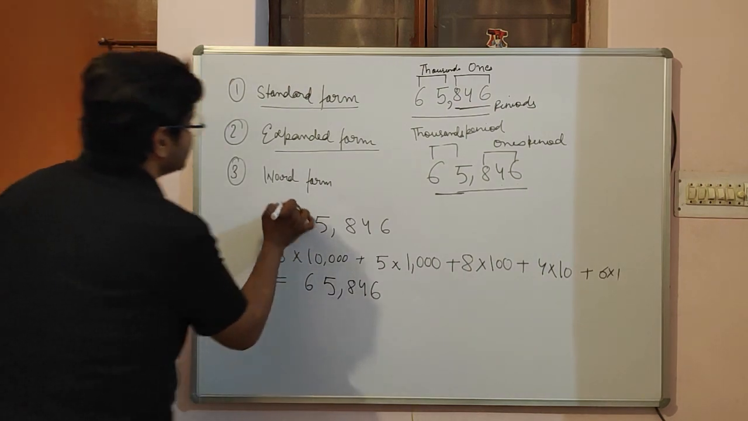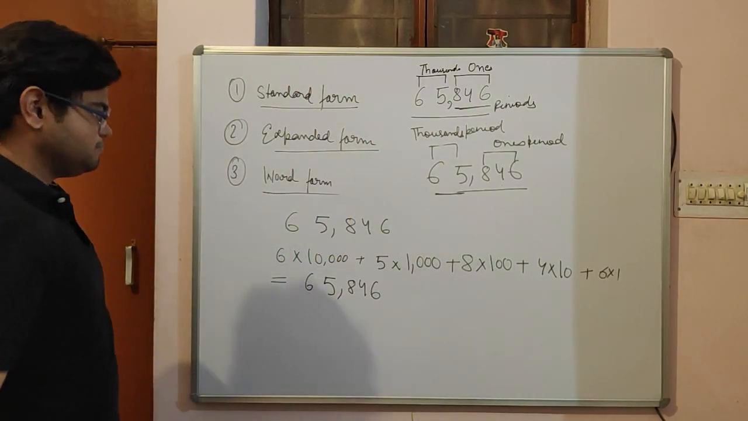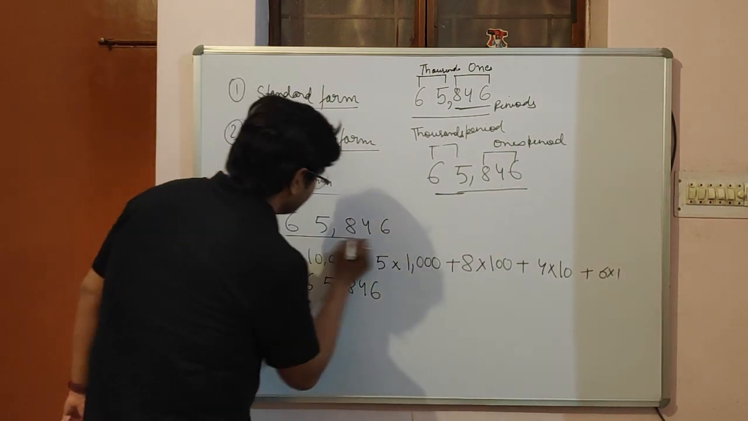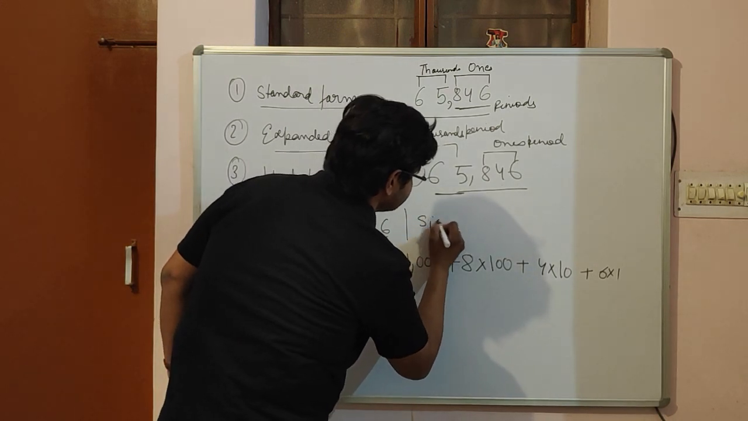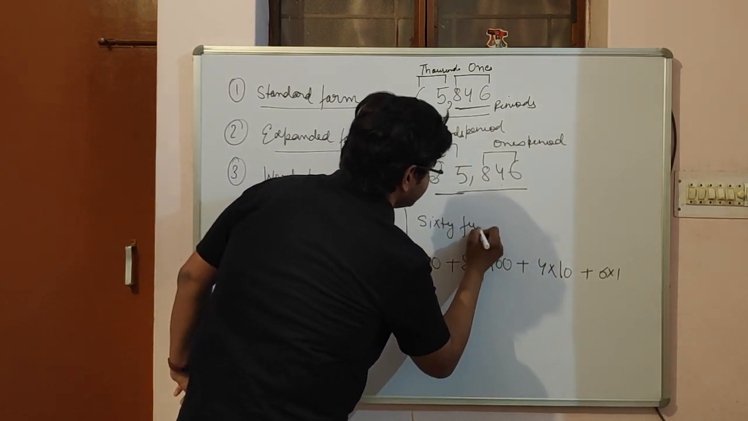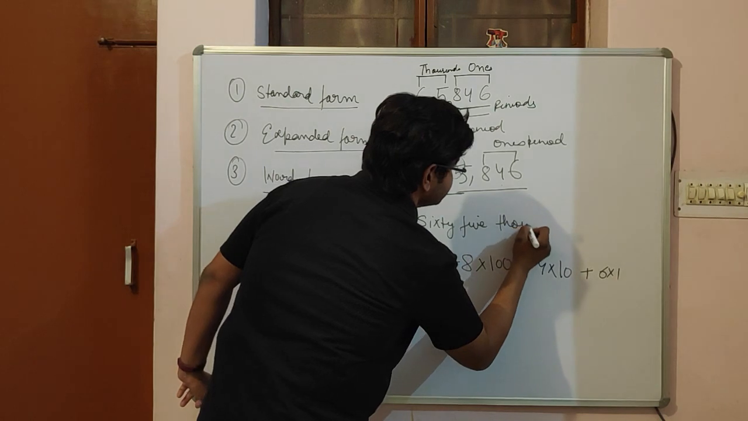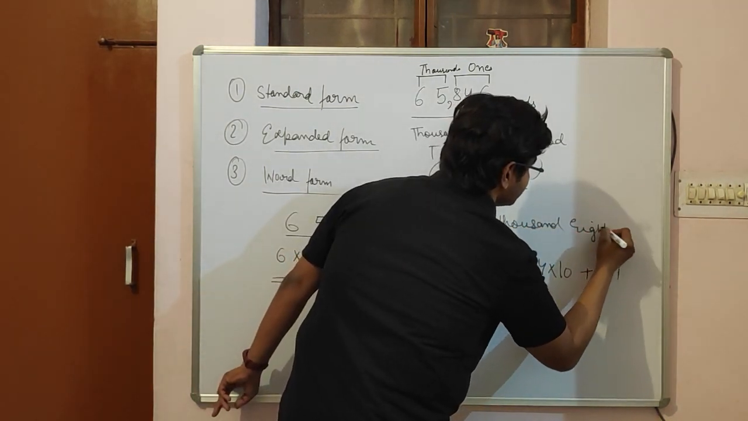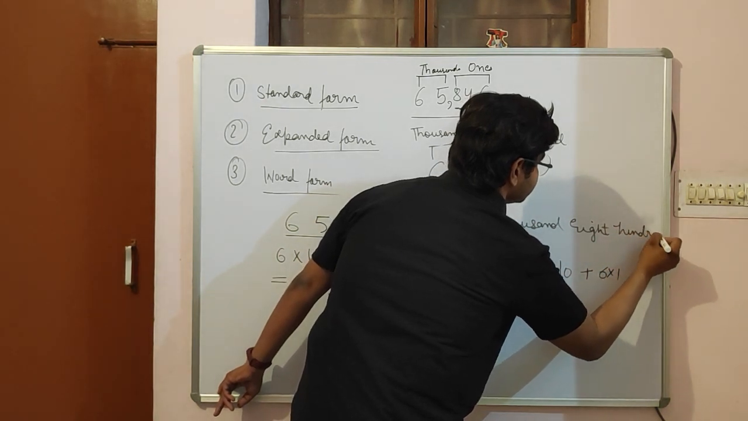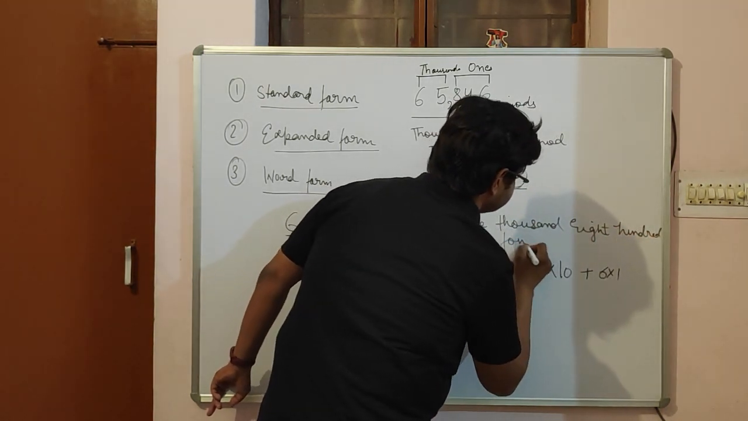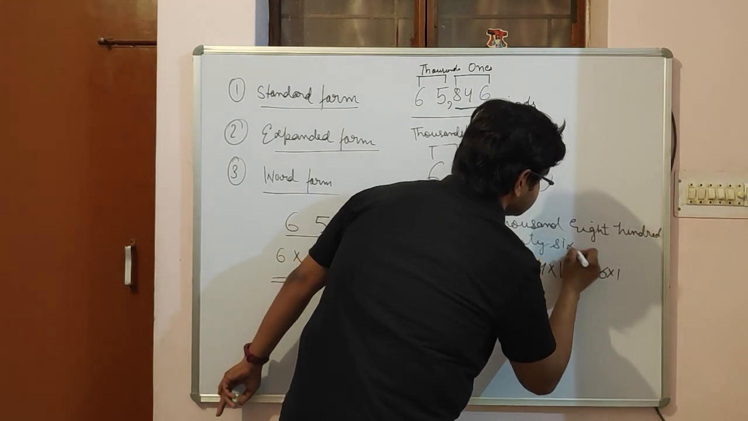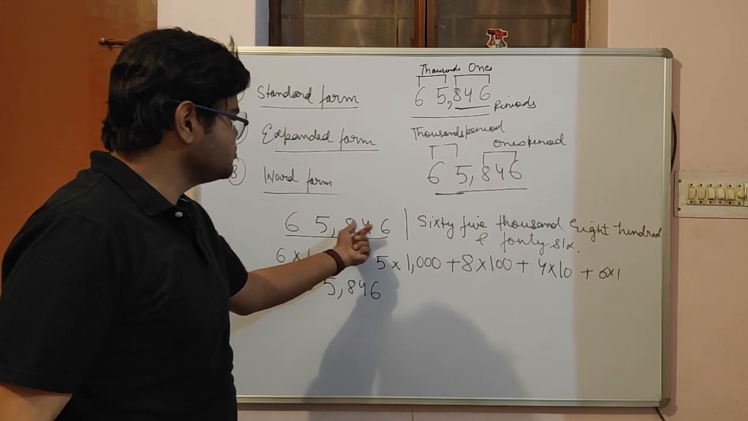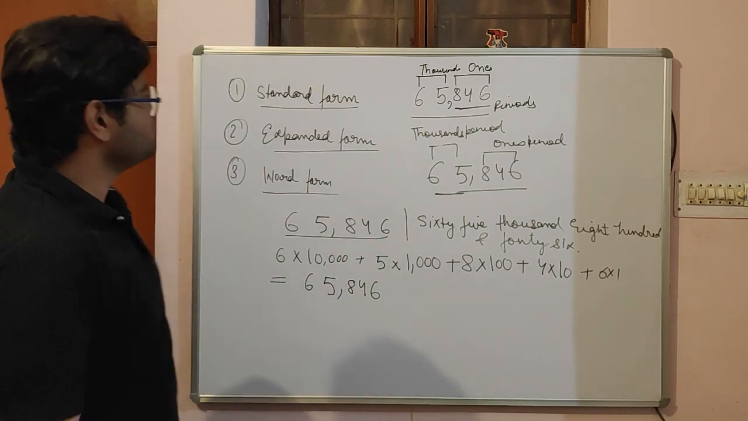Now the next form that we have is word form. Word form you have studied in your previous classes. Very simple. How can we write this? Sixty-five thousand, eight hundred forty-six. So three forms we have.